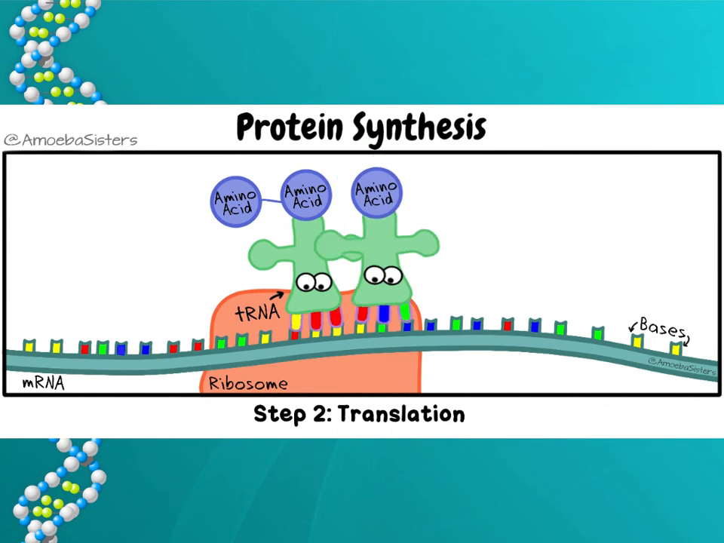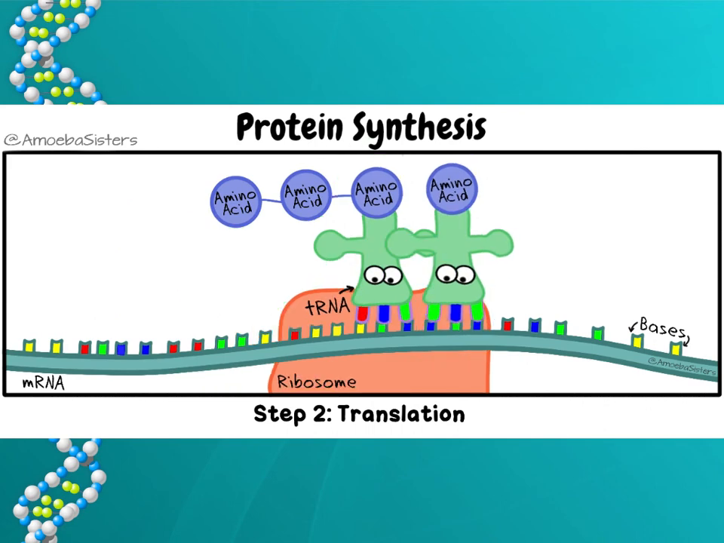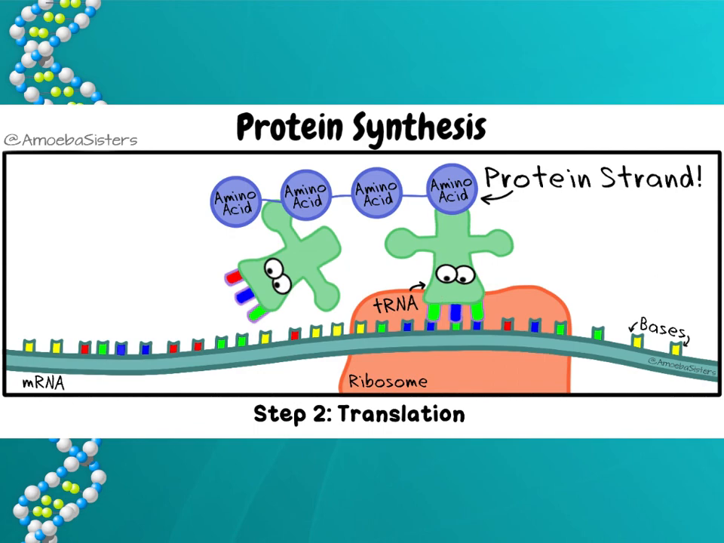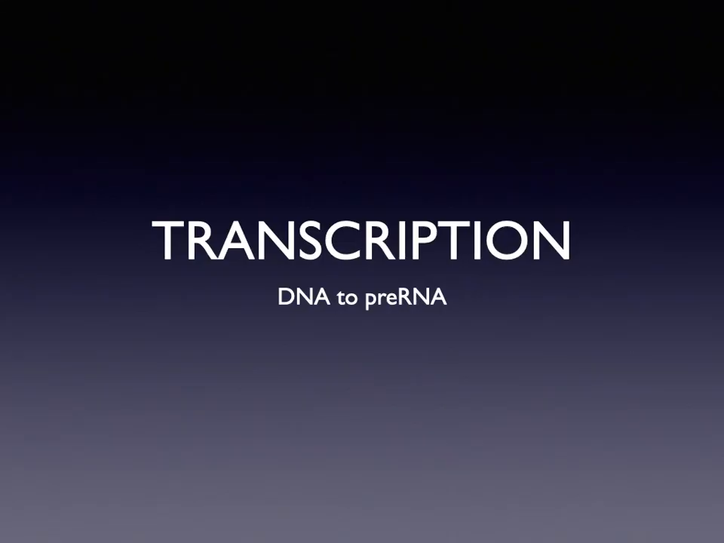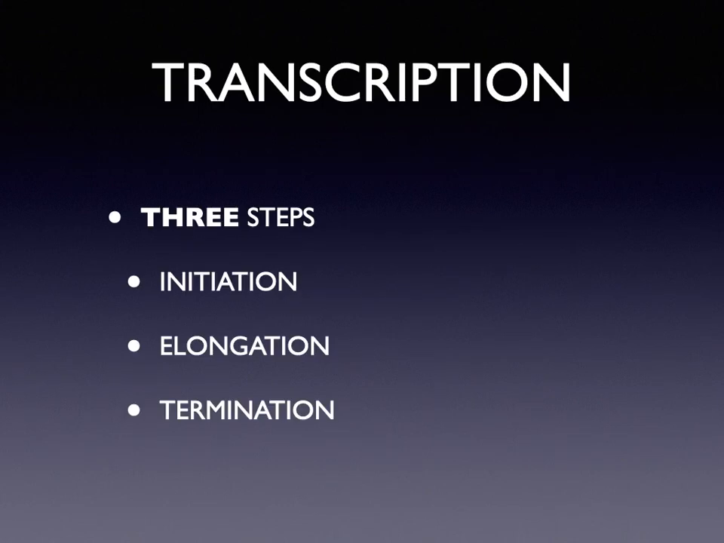And then translation is going to be protein synthesis, where the RNA, the mRNA, and the tRNAs all come together to build a protein, which is an amino acid chain. First, let's talk about transcription. There are 3 steps: initiation, elongation, and termination.